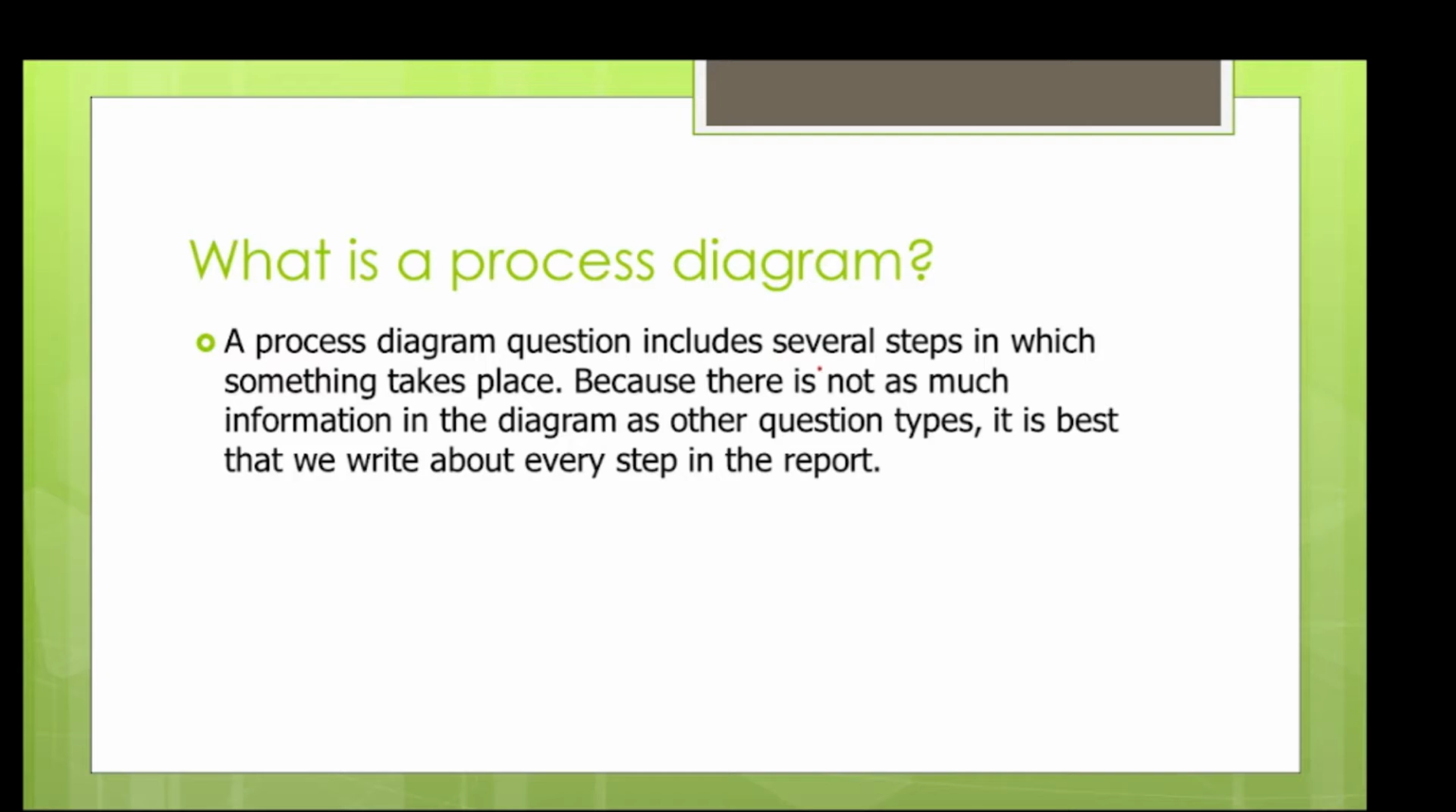A process diagram question includes several steps in which something takes place. You will be given a diagram, where either some process will be included, or say a cement formation diagram will be given. Some process will be involved in that diagram, but there is not as much information as in the other question types. Other question types like your graph, pie chart, and map have a lot of information, but in a process diagram they will simply mention that this is the process, that's it. So better you mention each and every step, but if the process is very lengthy, then mention the most crucial steps.